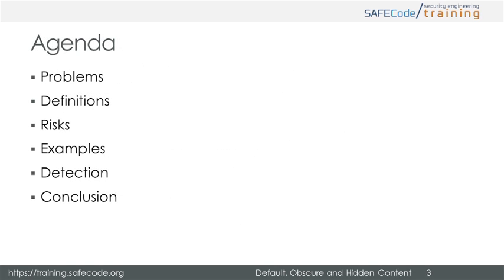We will begin by describing common problem scenarios encountered with DOE. Then we will define types of default, obscure, and hidden content. We will discuss associated risks and describe some common instances. Next, we will talk about ways DOE is created in deliverables and specific mitigations for those. Finally, we will wrap things up with tips on how to detect default, obscure, and hidden content.